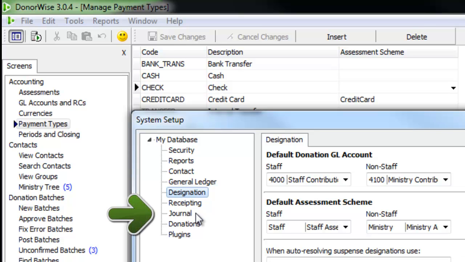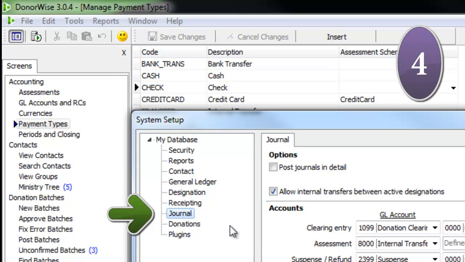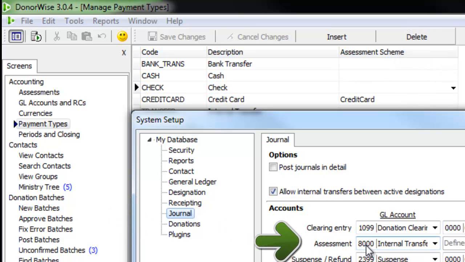Also here in the system setup is the 4th area. On the journal tab, this is where we identify the expense account that is going to be used when creating the journals when the donations are posted.